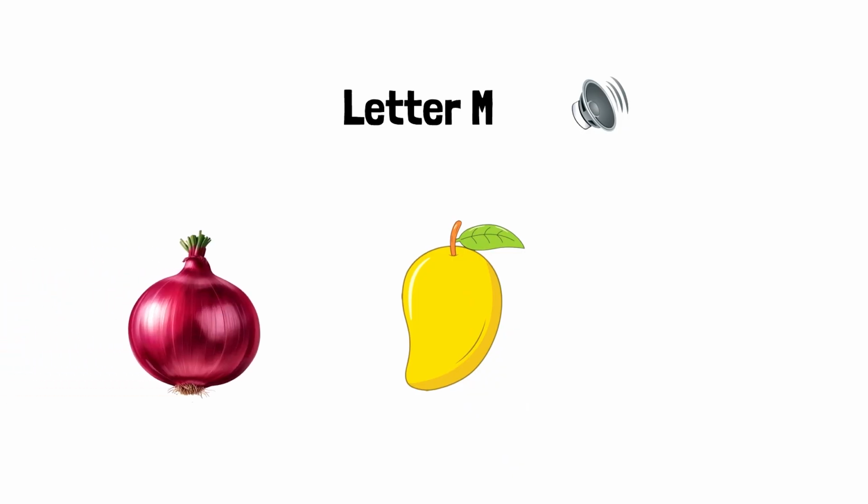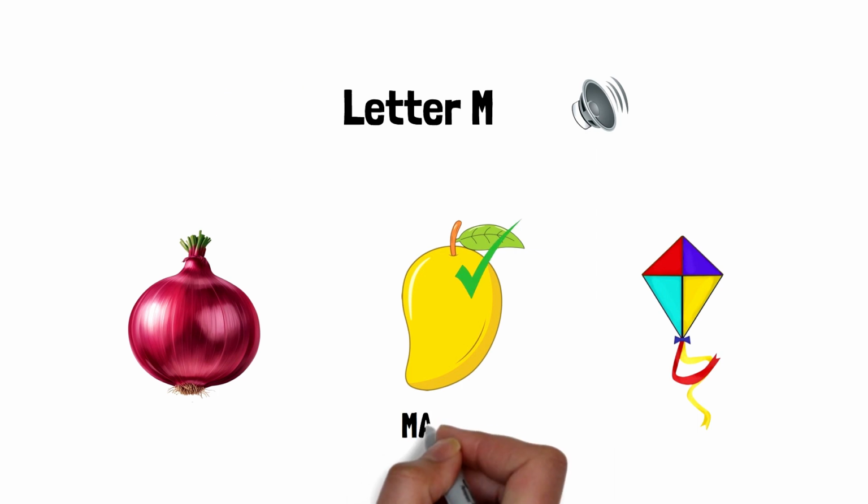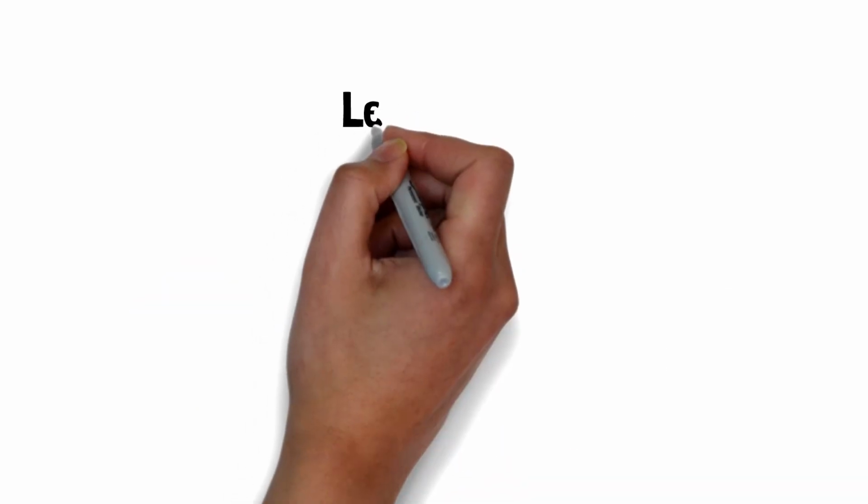Mama. Which word starts with M? Mango. Onion. Kite. Correct. M for mango, mango.